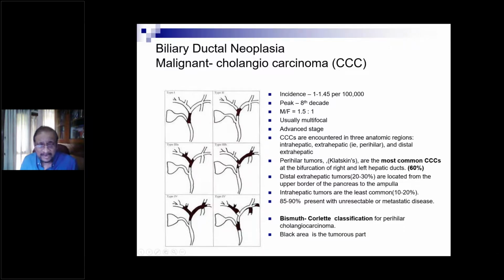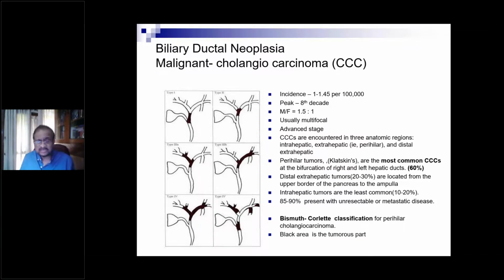That means the one at the hilum is the most common type of cholangiocarcinoma. At the bifurcation of the right and left hepatic duct, it is as common as 60% among all. Second most common is the distal extrahepatic, and the least common is the intrahepatic tumor. So most common, less common, least common. Now, 80 to 90% present with unresectable or metastatic disease. That is the crunch of the problem. Only 10% of patients, when they come to you with cholangiocarcinoma, would be amenable to some kind of therapy. The rest of them will not.